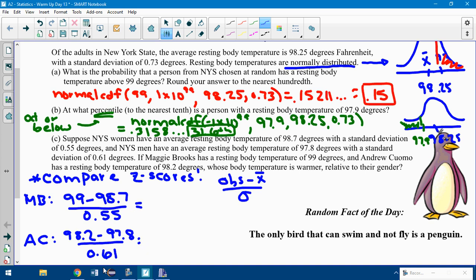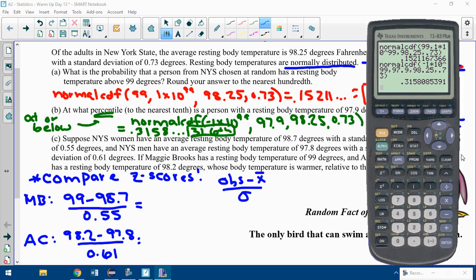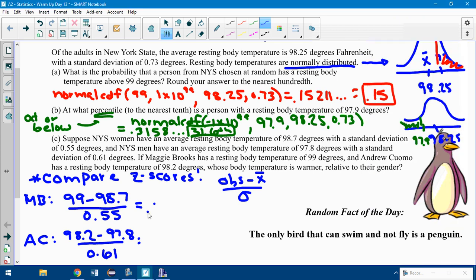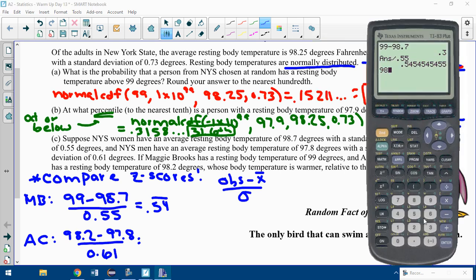Okay, so we're going to compare these using z-scores because that kind of normalizes the data. 99 minus 98.7. Hit enter. Divide by 0.55. This is 0.54 repeating. And let's try Andrew Cuomo, 98.2 minus 97.8. Hit enter, divide by 0.61, and that's 0.655.